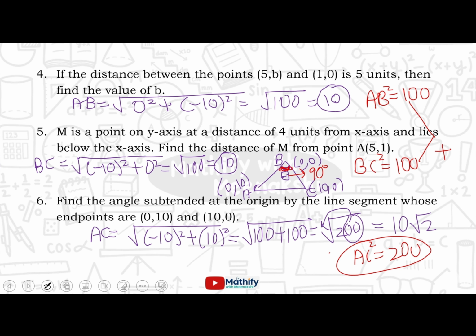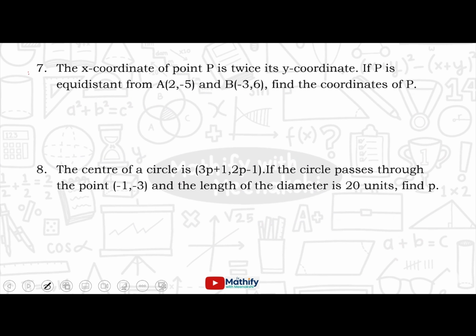Now let's move to question number 7. In question number 7, it's given the x coordinate of a point P is twice the y coordinate. If P is equidistant from A and B, find the coordinates of P. Just see the word here carefully, equidistant. It doesn't mean midpoint. You have to use the distance formula whenever the word is equidistant.